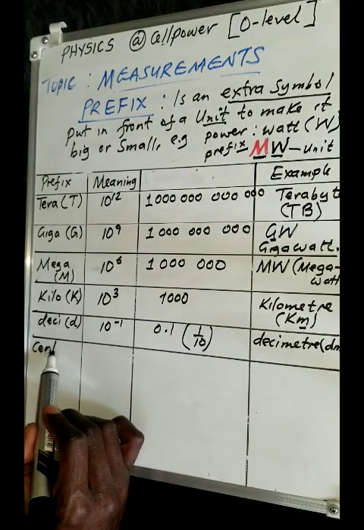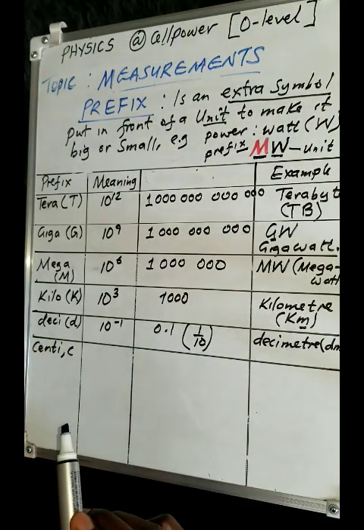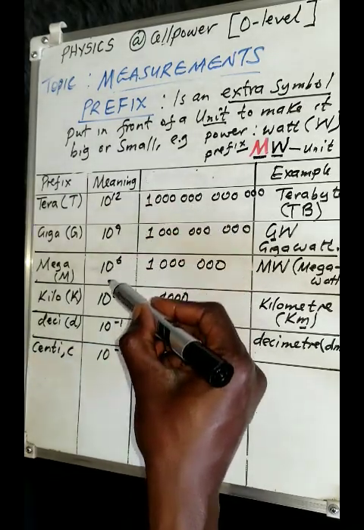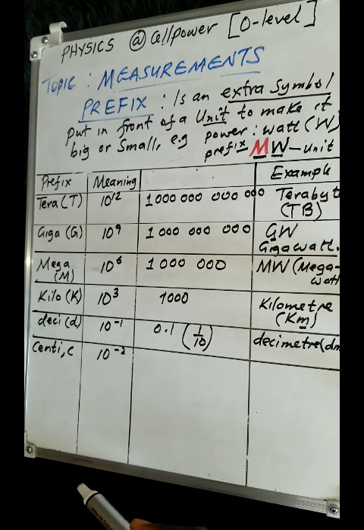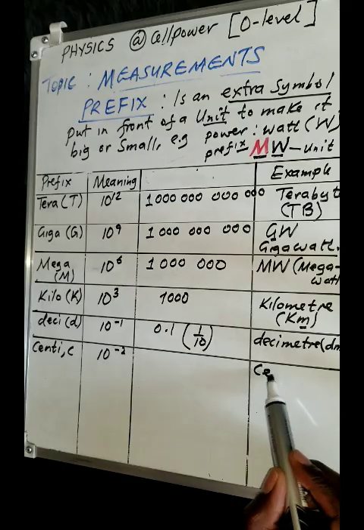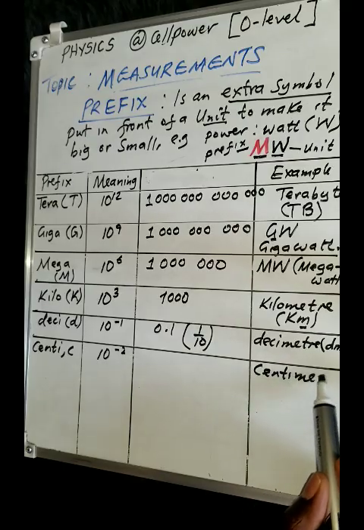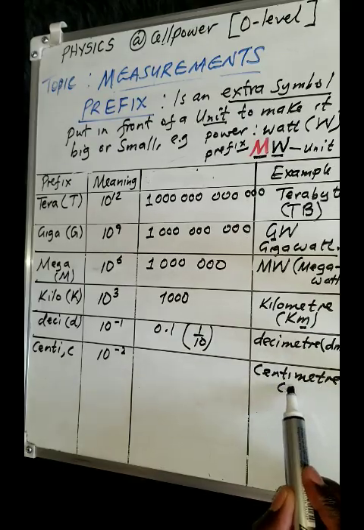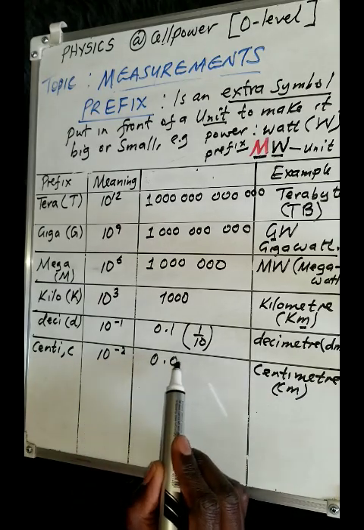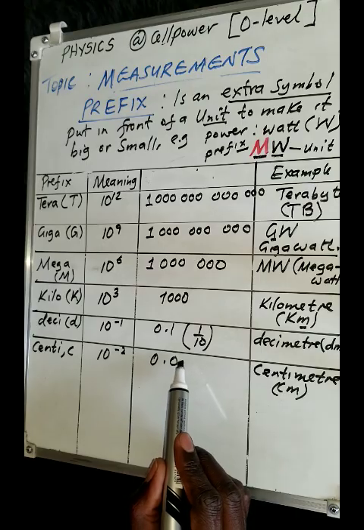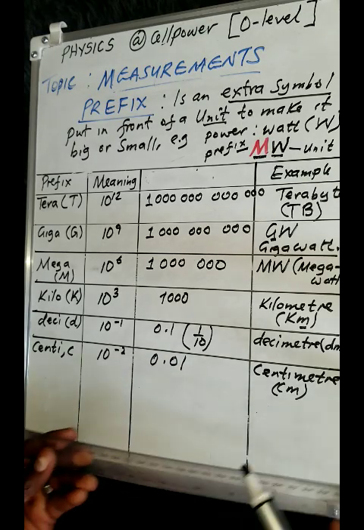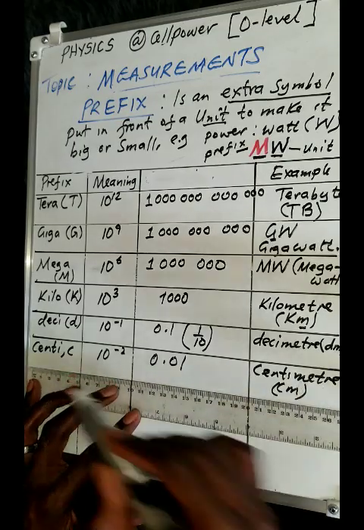You can also have centi. You have heard of centi, small c. Centi means 10 to the power negative 2. Remember, I started from big, I'm reducing. I'm now going to those that are very small. Centi, you might have heard of centimeter. Remember, meter is a unit, so centimeter. So this value is 0.01. That's what that simply means. So a very small number that you're going to be dealing with.